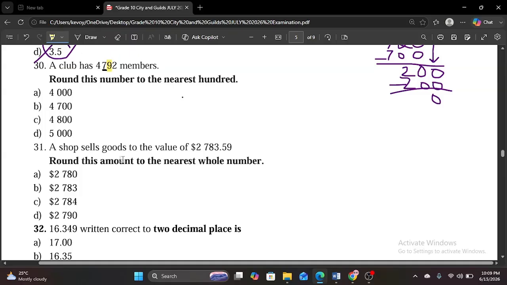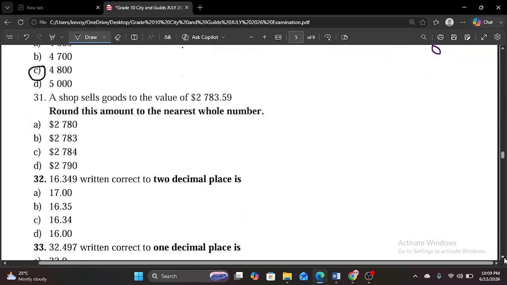If it is equal to 5 or greater, we round up. So let me write it right there. If the number beside is greater than 5 or equal to 5, we round up. So in this case right here, because the 9 is greater than 5, so 9 right there is greater than or equal to 5. So that means that we have to round up. So our answer is going to be equal to 4,800. So that's the number rounded to the nearest hundreds.